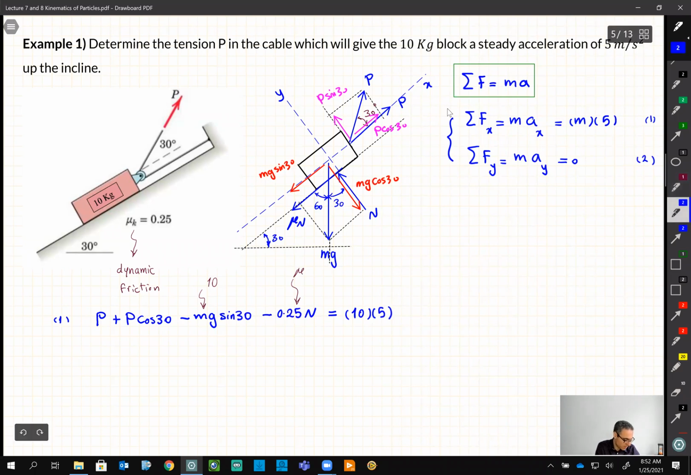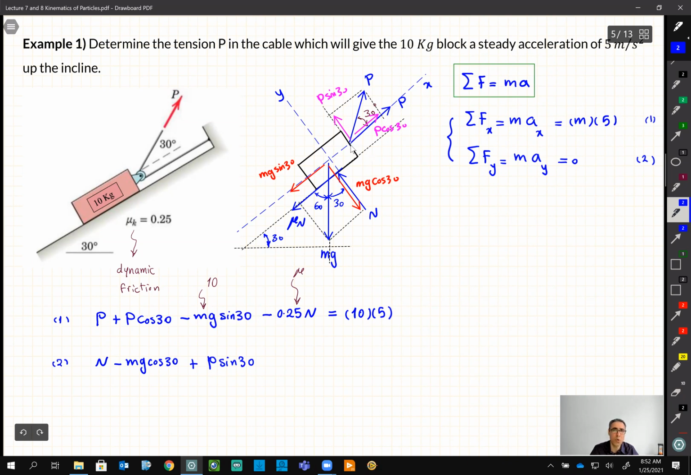So we use our second tool, basically. Sum of the forces in y is equal to 0. What do I have in y direction? So I have N and I have mg cosine 30. Anything else? Yes, we have this guy, P sine 30. Almost we forget that guy, right? P sine 30. And guys, remember we are talking still about a particle.